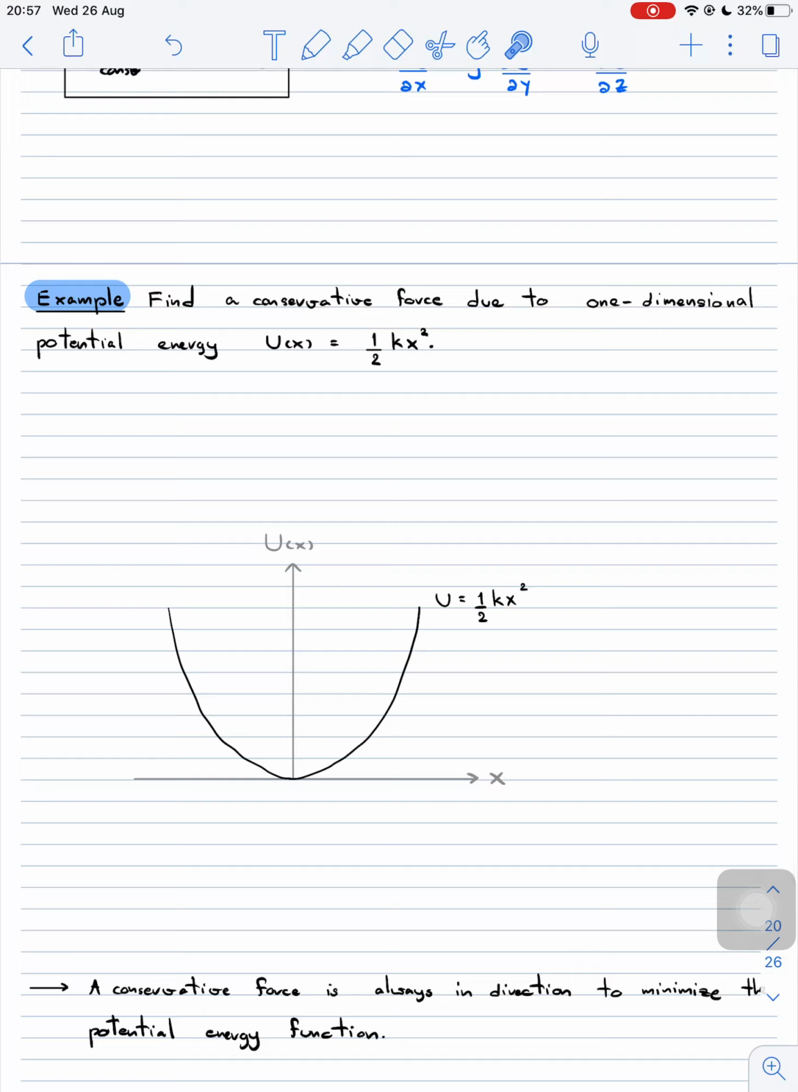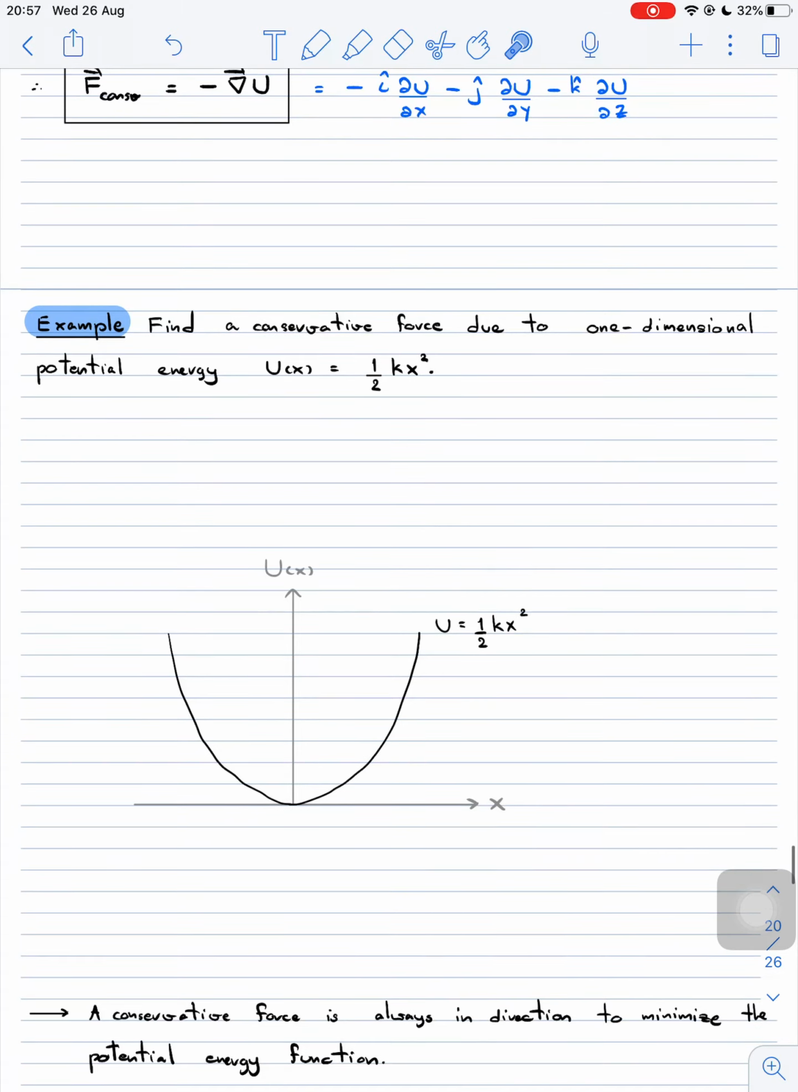Find the conservative force due to the one-dimensional potential energy U(x) equal to 1/2 kx squared. Actually, you have seen this question already. It's the potential energy of the spring. Remember, it's just the potential energy of the spring.